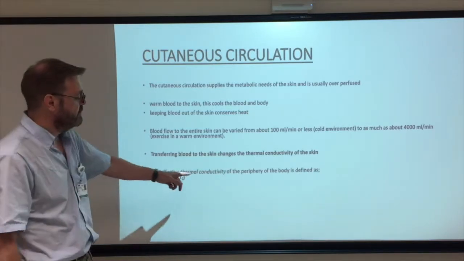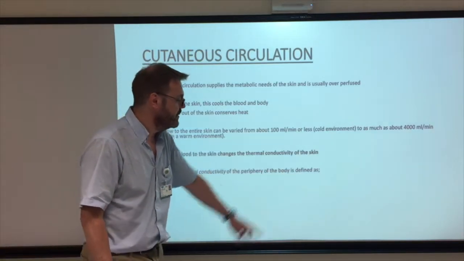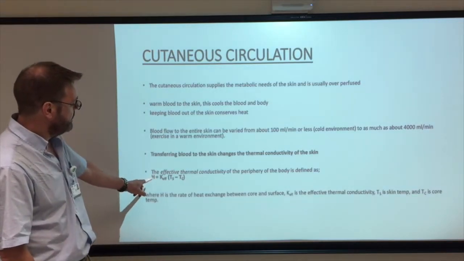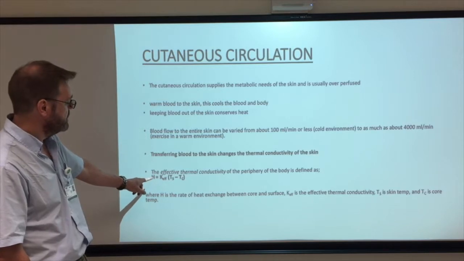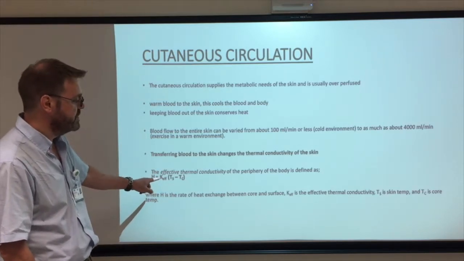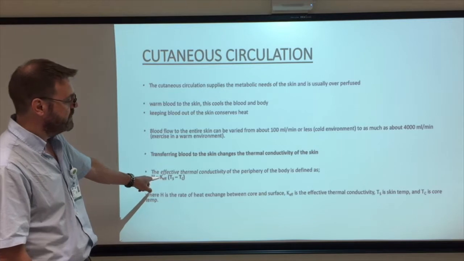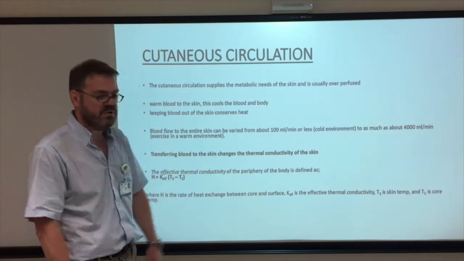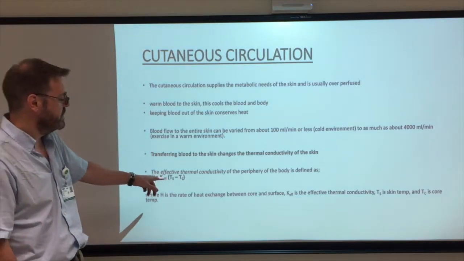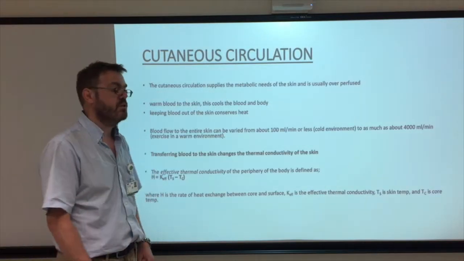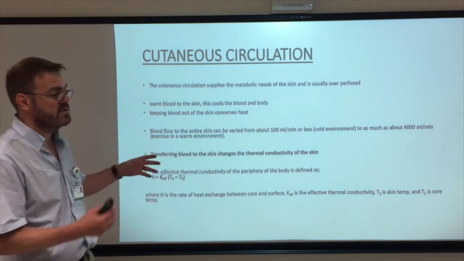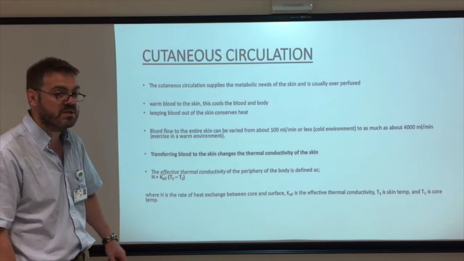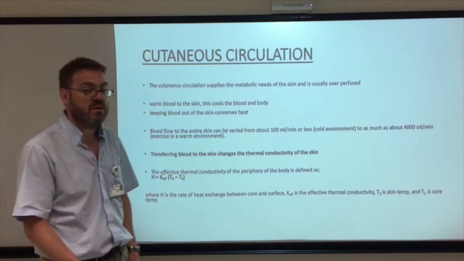And the effective thermal conductivity of the periphery or the body is defined as follows: the rate of heat exchange between the core and the surface is equal to the coefficient, the effective thermal conductivity coefficient, times the driving force, which is the difference in temperature between the skin and the core. And so the speed that you will lose heat is dependent on the amount of circulation that's going through it and the difference in temperature.